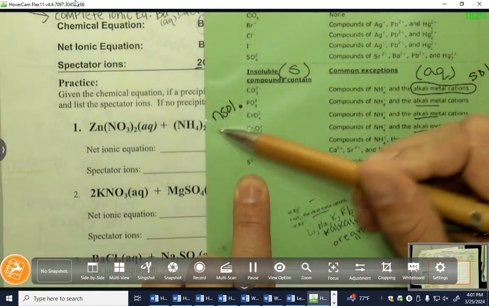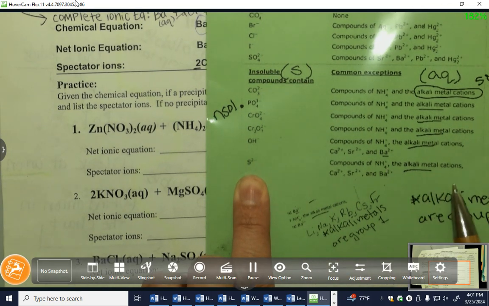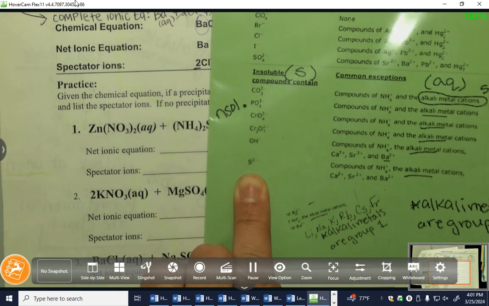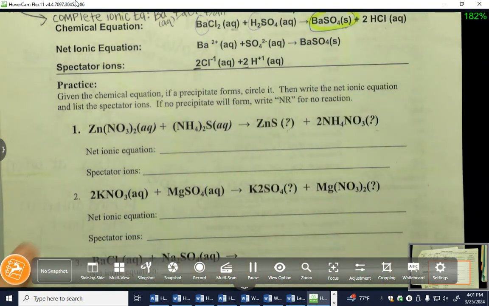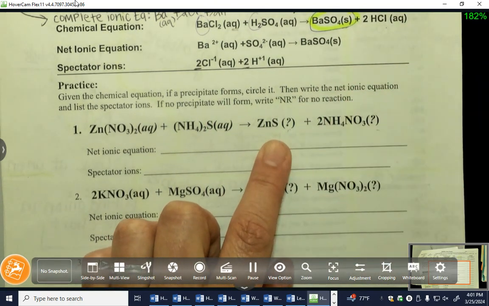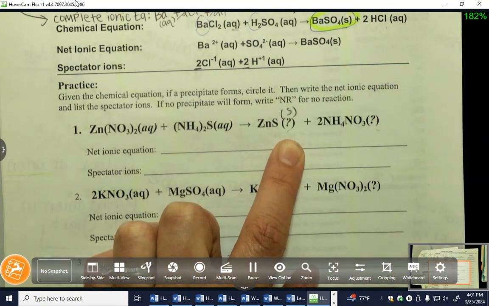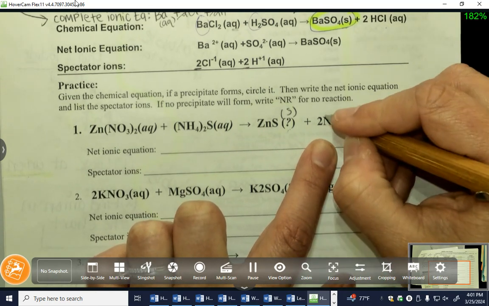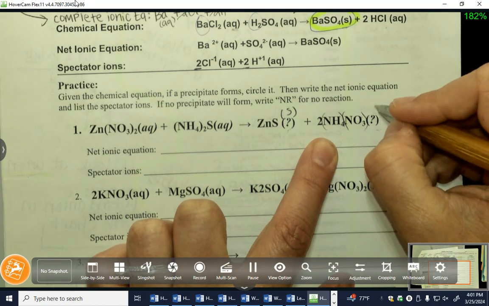Sulfides are insoluble or solid unless they're with ammonium, somebody from group 1, or calcium, strontium, barium. Is zinc any of that? Mm-mm. So it's not. So that means that it stays that insoluble solid. Okay. Ammonium nitrate. Can you guys tell me without looking? Aqueous, for sure. Yeah.